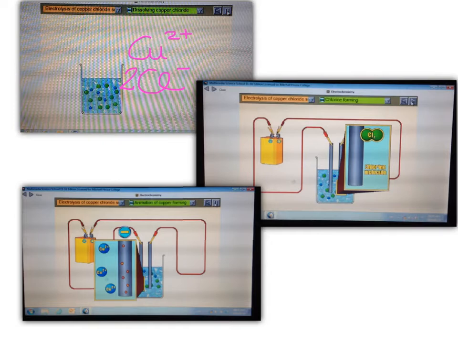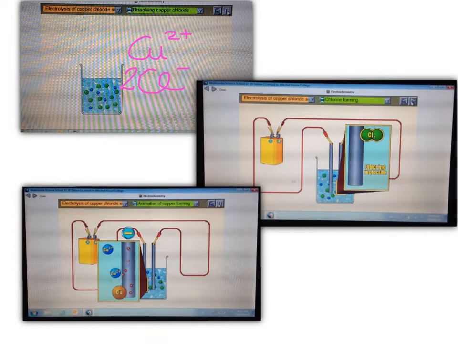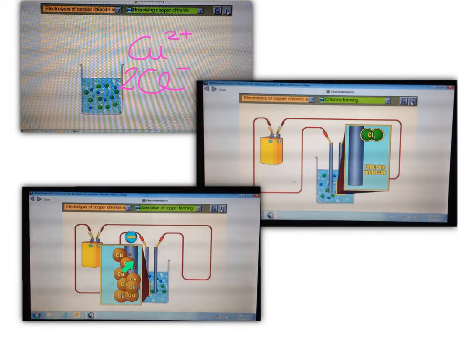The next one is what happens at what's called the cathode. The negative terminal of the battery is connected to this electrode over here. The positive Cu2+ ions are attracted to that electrode. They gain electrons and they become copper metal. Let's watch an animation of that. There you can see the copper gaining electrons and becoming copper metal.